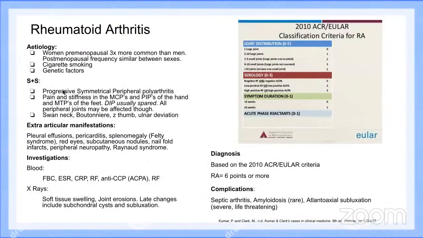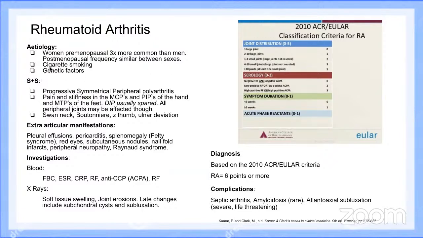And we'll move on to our polyarthritides. First of all, rheumatoid arthritis. This is an autoimmune illness leading to a persistent synovitis causing progressive symmetrical arthritis. It's more common in women premenopausal, 3 times more common, whereas postmenopausal, the incidence is about the same between males and females.